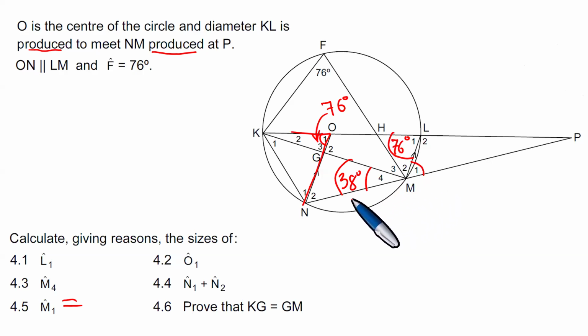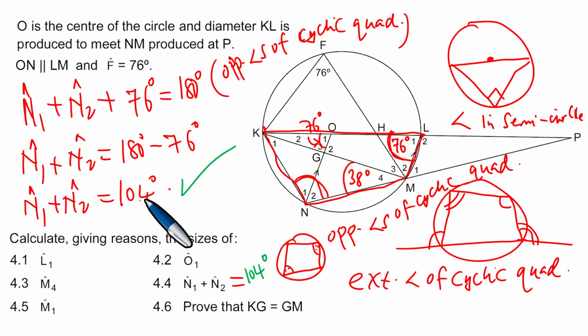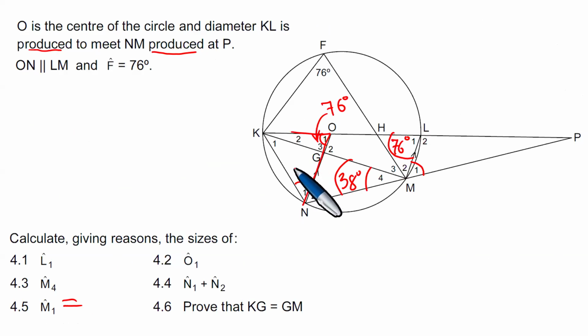If you already know that, there are a couple of other angles that you already know. M4, you know, and you already know, for instance, the angle O1. What else do we need at this point? You got N1 and N2. What did you get N1 and N2 to be? Like 104 degrees. So this one is 104 degrees, this angle N1 and N2. If this is the case, then what is the angle M1?